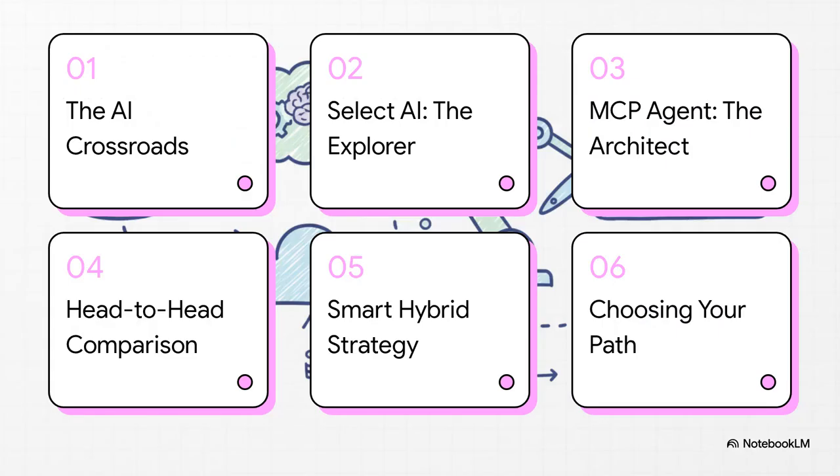So here's how we're going to tackle this. First, we'll start at what I'm calling the AI crossroads. Then, we'll take a look at each route on its own. First up, Select AI, the Explorer's route, and then the MCP agent, which is more like an architect's blueprint. After that, we'll put them head-to-head, see how they stack up. We'll even talk about a pretty smart hybrid strategy. And then at the end, we'll wrap it all up to help you figure out which path is the right one for you and your team.